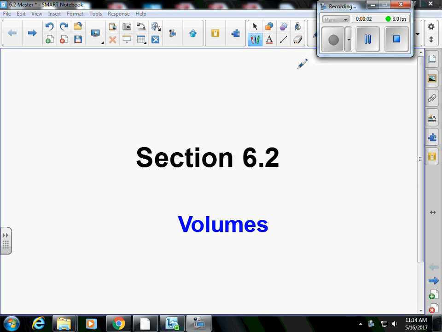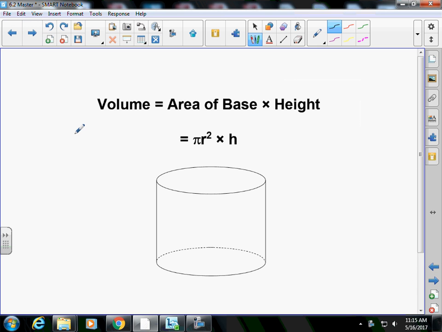Welcome back. Now we are looking at section 6.2 volumes. These volumes are created by taking a function and rotating it around some axis. So before we do that, let's talk about what we're going to use.